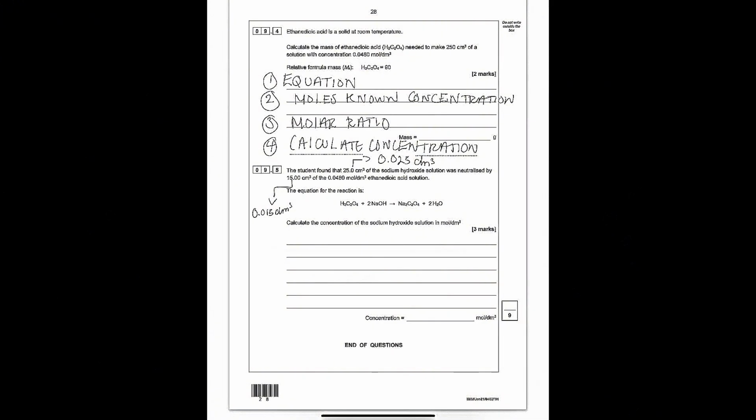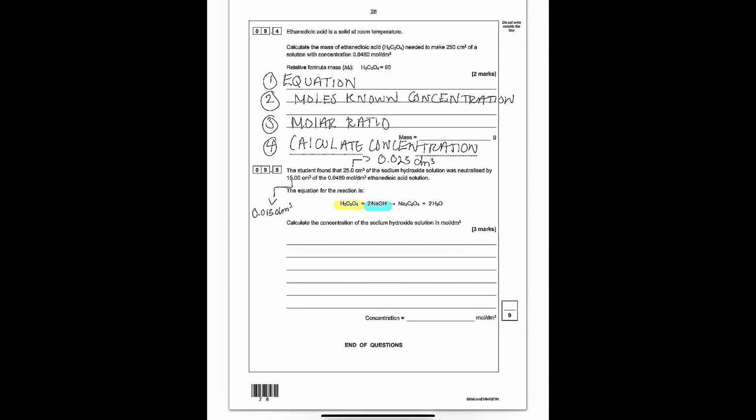So let me read through the question with you. The student found that 25 centimeter cube of the sodium hydroxide solution was neutralized by 15 centimeter cube of the 0.0480 moles per decimeter cube ethylene dioic acid solution. Okay, so firstly, this is ethylene dioic acid. I'm just going to basically highlight it over here. Sorry for that. This is the ethylene dioic acid. And then over here, we have the sodium hydroxide solution, which I'm going to highlight over here. It's just good to do this in your exam so you don't make any mistakes.